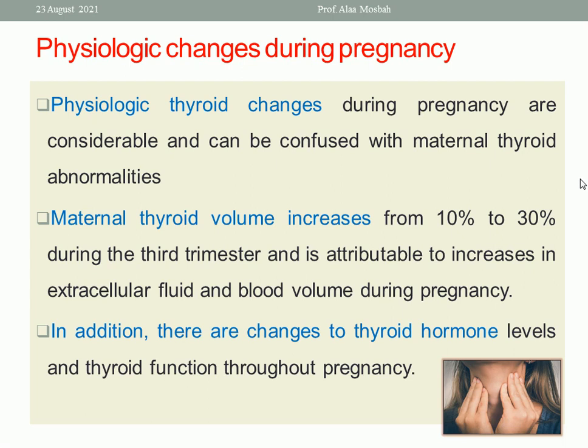Many changes happen during pregnancy. One of them occurs in the thyroid. The volume of the thyroid gland is increased 10 to 30% during the third trimester due to increased extracellular fluid and blood volume during pregnancy and increased blood flow to the thyroid gland. In addition, there are changes in thyroid hormone level and thyroid function throughout the pregnancy.